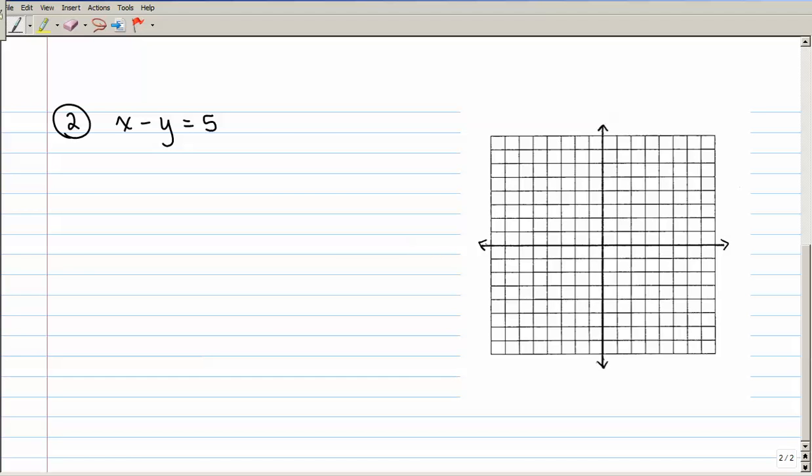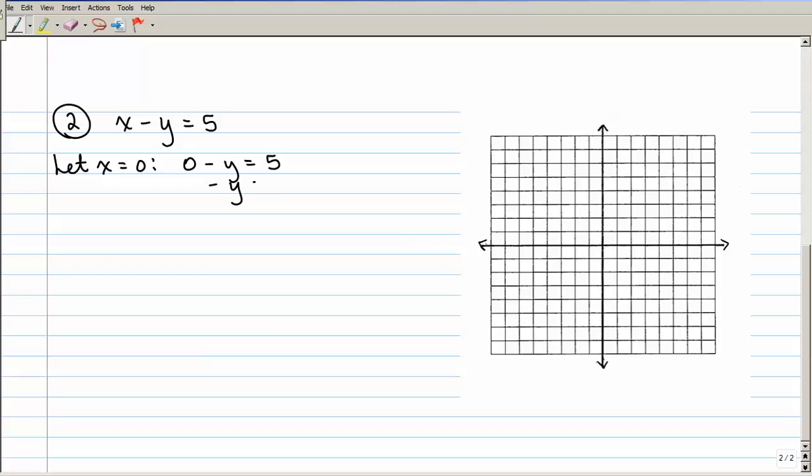This equation is written in standard form. X minus y equals 5. So let's let x equal 0. Plug 0 in for x into the original equation. So 0 minus y equals 5. And now let's clean that up.